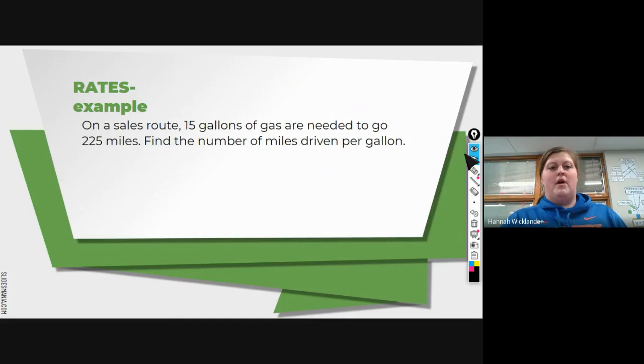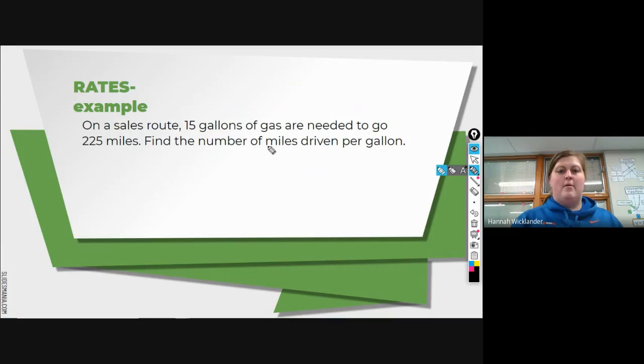So here's an example. On a sales route, 15 gallons of gas are needed to go 225 miles. Find the number of miles driven per gallon. So this one is a little bit different because it's telling us in our second sentence miles per gallon, but up here it says 15 and then 225. So I'm going to flip it and follow what the sentence is asking me for. But if it doesn't give you a sentence telling you how it wants it, the number that comes first always goes first. So miles is going to go on top, and gallons is going to go on the bottom.